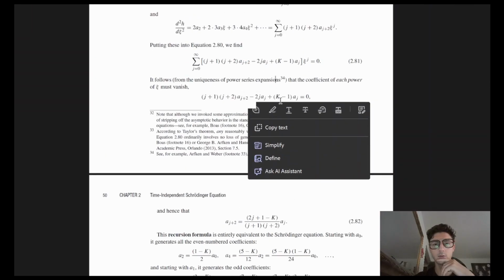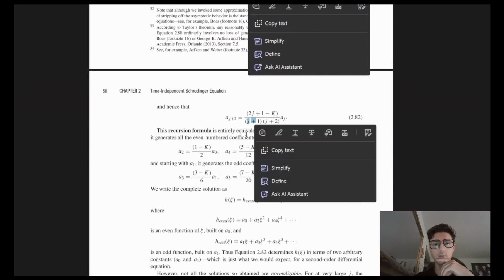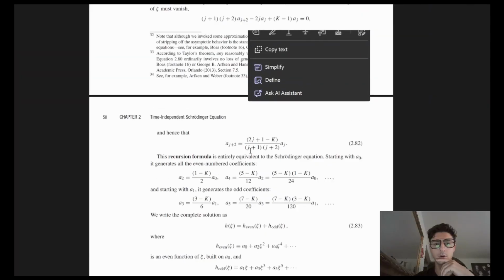What the heck, this thing can't... okay, maybe I click too much. This thing can't disappear here.